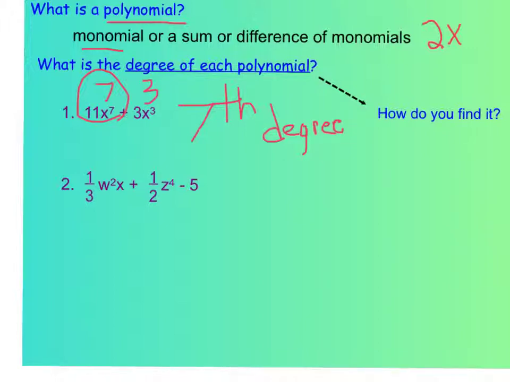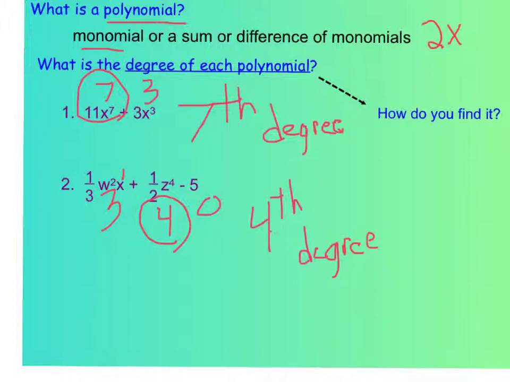Next, we look here. Don't look at this. Look here. So this is 2, but there's another variable, so we can count that. So that adds up to 3. Here we have a 4, no other variables, so this is a 4. There's no variable here, so that would be 0. So what's my biggest one? 4. We would say 4th degree. It's a 4th degree polynomial.